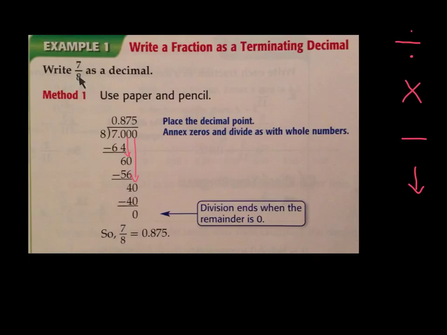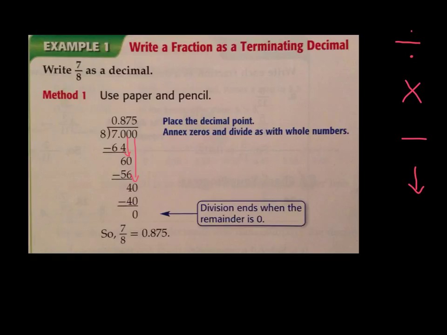So when we have this fraction right here, here's an example, 7/8. To find out what that is as a decimal, we can use paper and pencil and divide. Okay, so we have 7 divided by 8. Then you just have to remember to do the steps in division. You divide first, then you multiply, then you subtract, then you bring down.